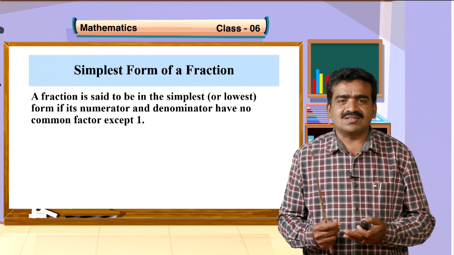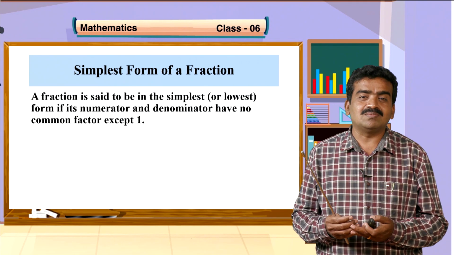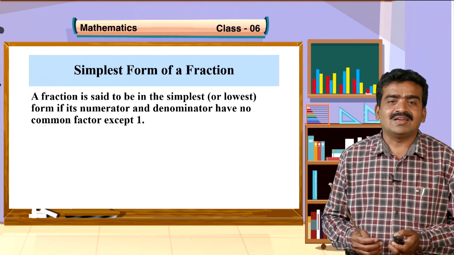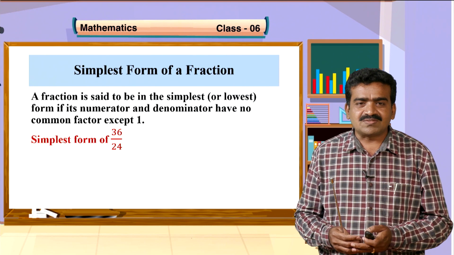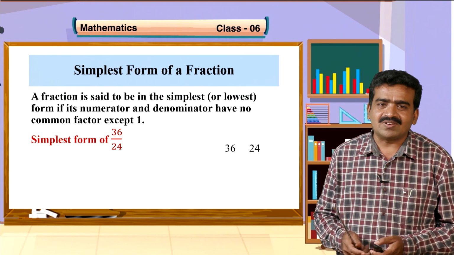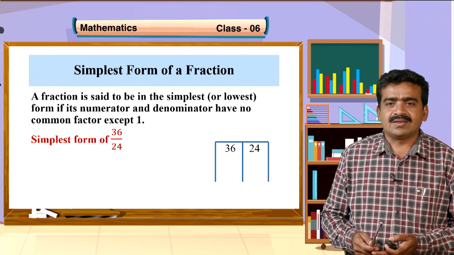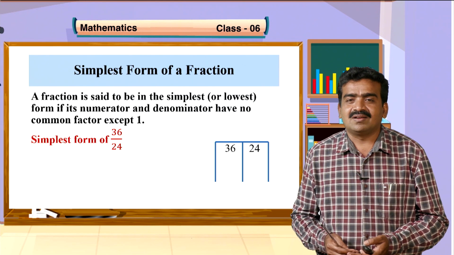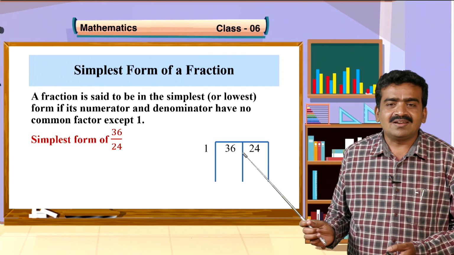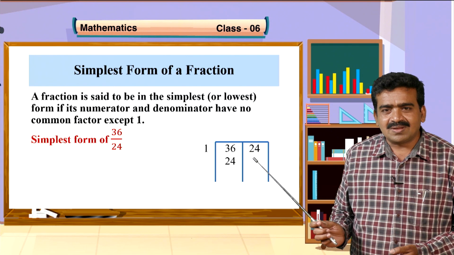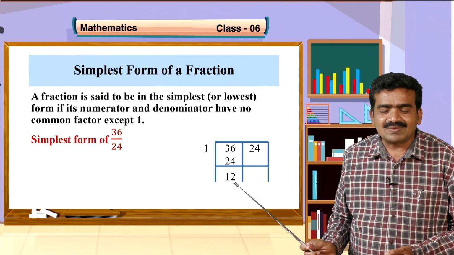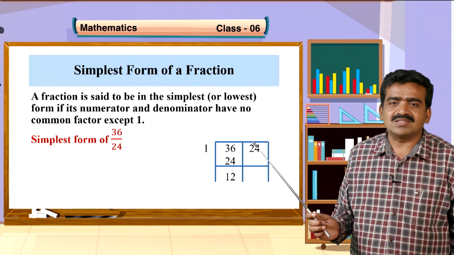To express a fraction in simplest form: a fraction is said to be in the simplest or lowest form if its numerator and denominator have no common factor except 1. The simplest form of 36 by 24: let us find out the HCF for 36 and 24, as I said already. Follow the division method of finding HCF. Write 36 as well as 24 like this. Divide the bigger number by the smaller number, that is, 24 ones are 24. So, what is the remainder? The remainder is 12. So again, this becomes the smaller number and that becomes the bigger number.